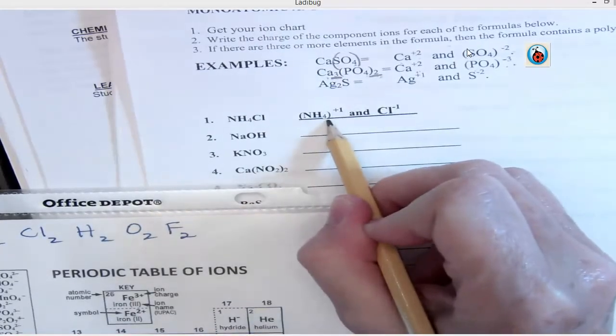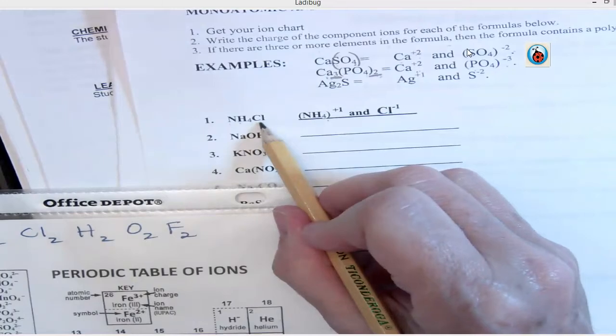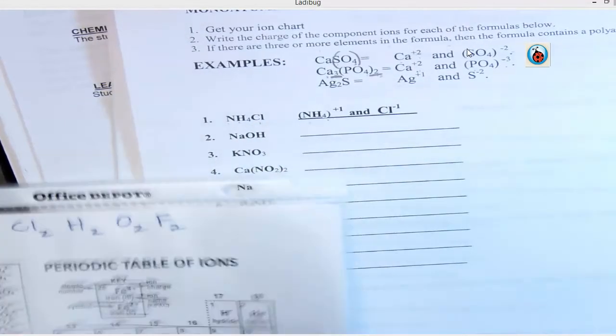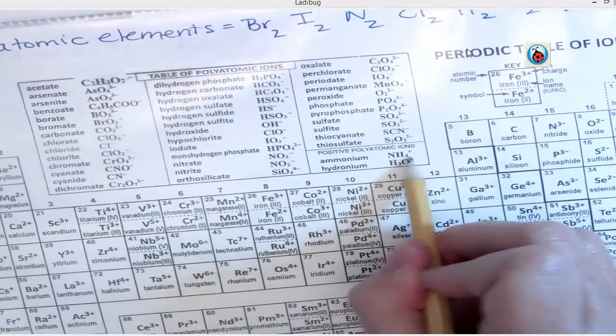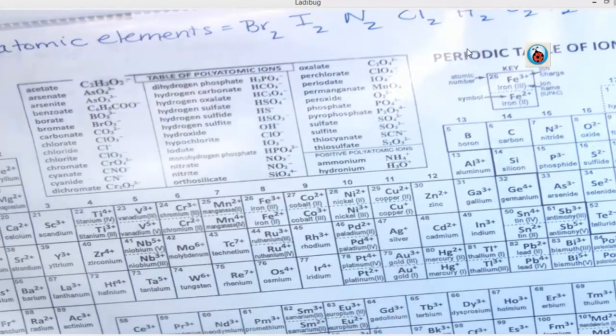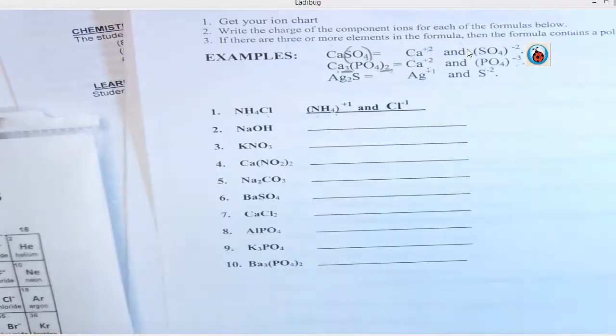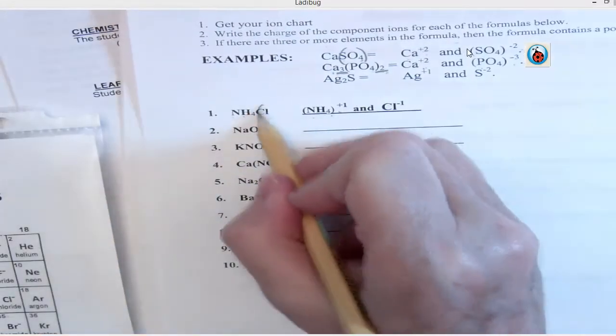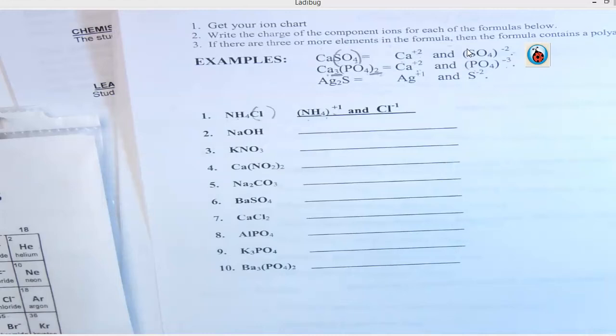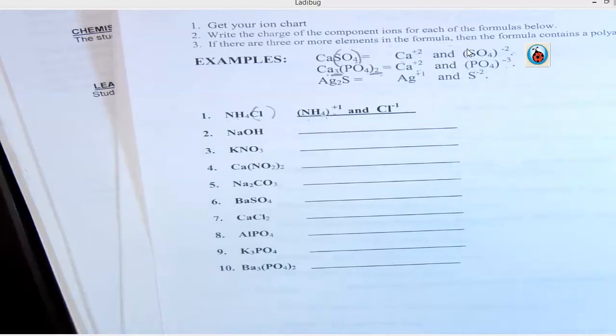Here's ammonium. Again, we've got 3 or more elements, so I've got ammonium. Where's ammonium? That's that tricky one that's over here. He's a positive polyatomic ion, so he's a +1, and who's he with? He's with chlorine, who's a -1. So just break these apart into their ions.